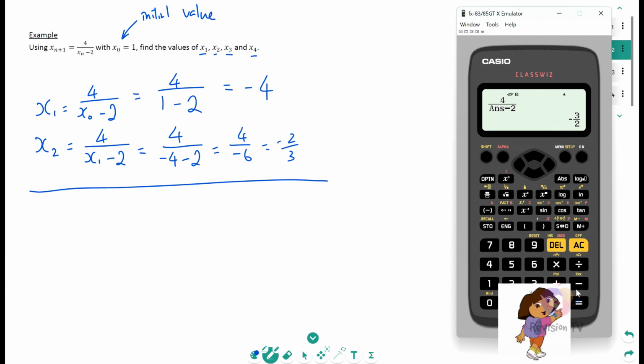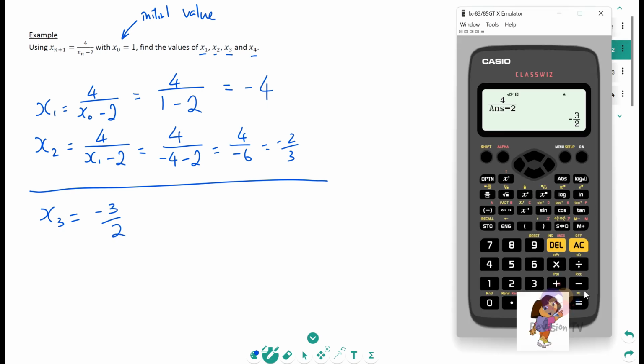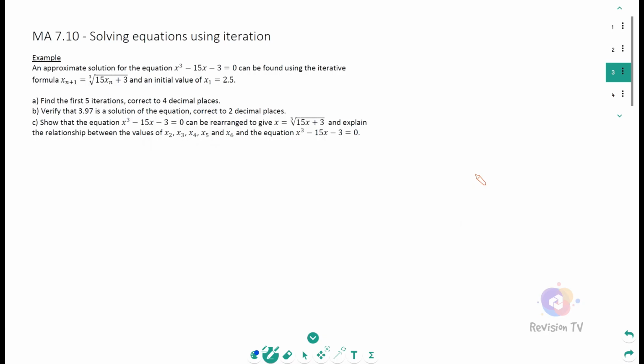Minus 3 over 2. So press equal again. You find x3 equals minus 3 over 2. So I can write here x3 equals negative 3 over 2. And then I'm going to press equal again. Negative 8 over 7. And that's the answer. All the 4 answers. So x1, x2, x3, and x4. That was easy. One more example.